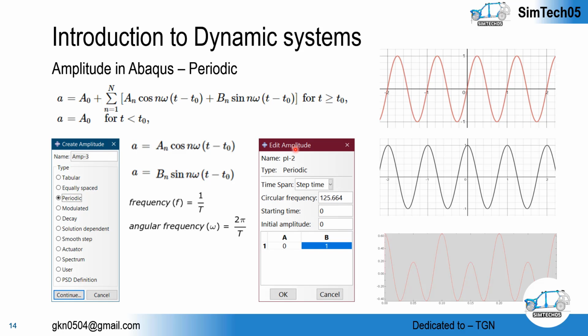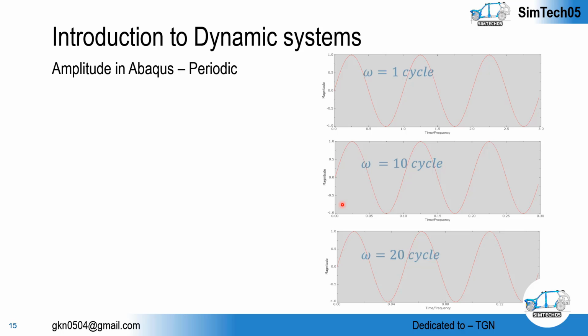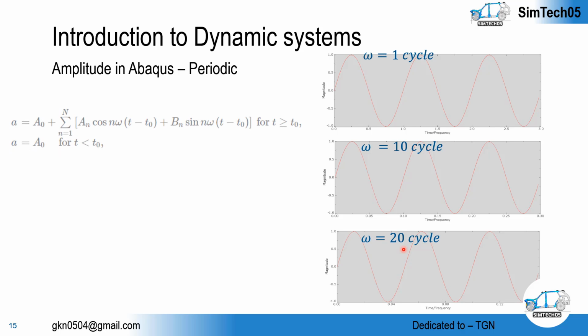This is just one example, a circular frequency of 125 something. And here I have given one example for omega 1, omega 10, omega 20 cycle. So of course now you can define it very easily. Here for omega 1 cycle, the omega value is 2 pi. For the 10 cycle, not 10 pi, for the 10 cycle, 1 cycle equals 2 pi, so 10 cycle equals 20 pi. Similarly, for the 20 cycle, 20 into 2 pi, that means 40 pi. In this way you have to define it.